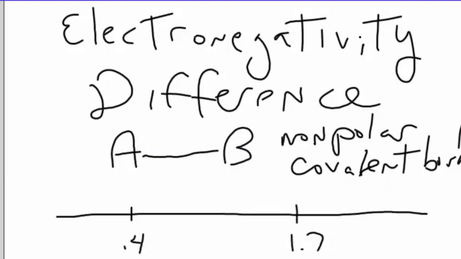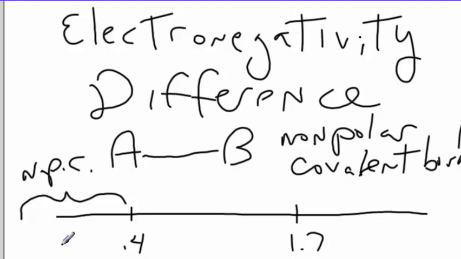Just to put a number on it, I'm going to say the electronegativity difference is less than, say, 0.4. Okay? If these two atoms are very, very close in electronegativity, if their difference is less than 0.4, that's a non-polar covalent bond. Right there.